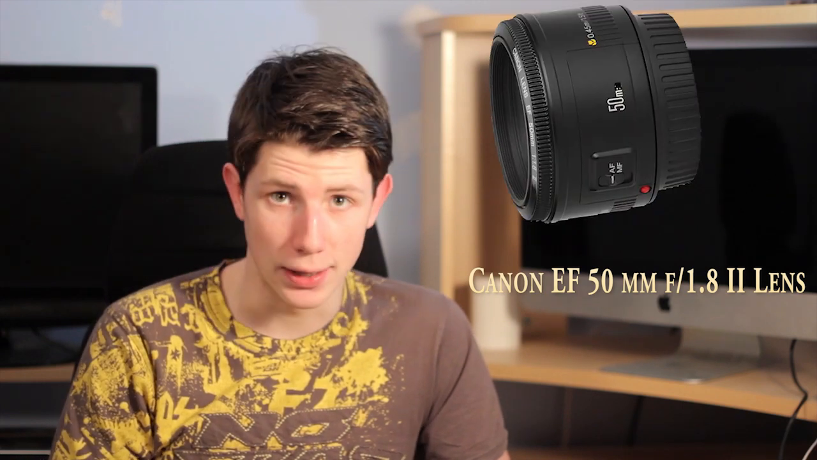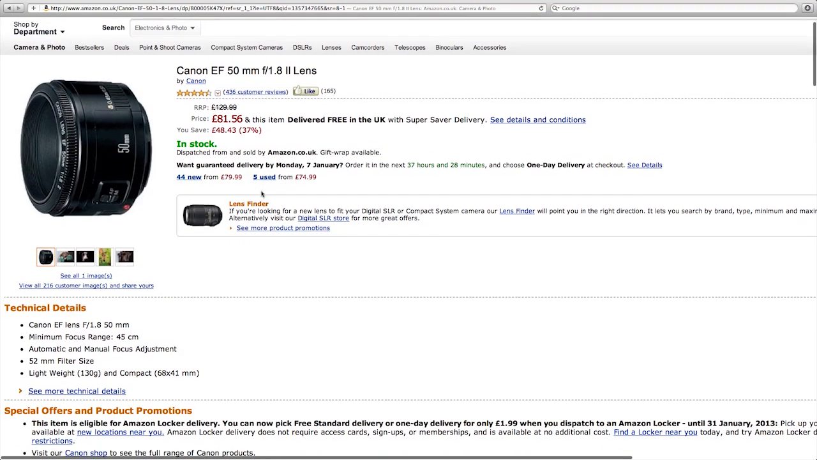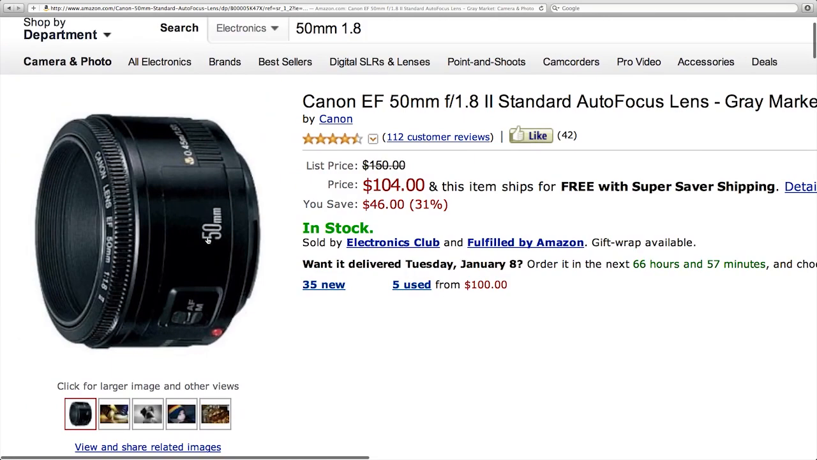Of course I'm talking about the Canon 50mm 1.8, the nifty 50 many people call it. That's because of its size, its portability. One of its biggest advantages is its price. It's 80 to 100 pounds in the UK and 100 to 120 dollars in America. It's a really nice lens. I highly recommend you getting one.